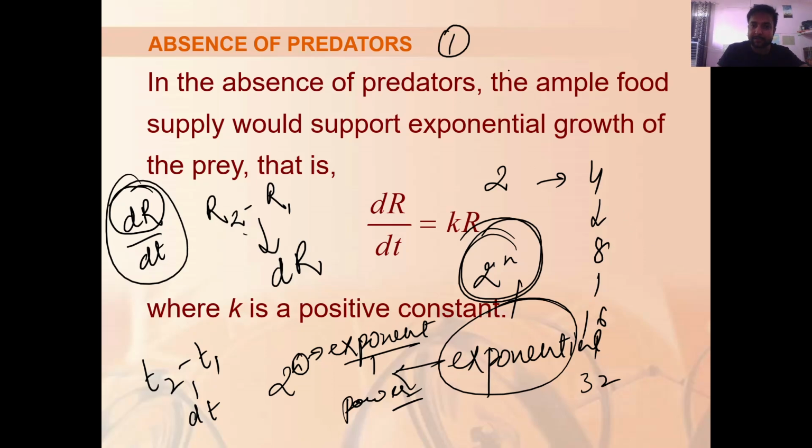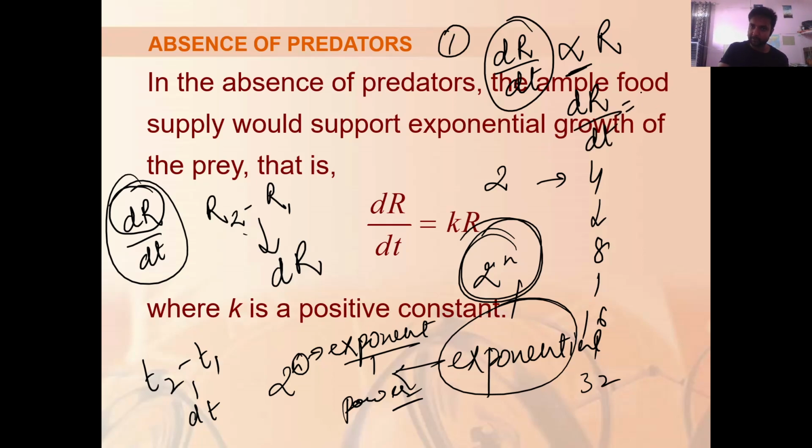And we can simply say that dR/dt, the rate of change of the population of rabbits with respect to the change of time, will be directly dependent upon the population of rabbits. The more rabbits there are, the more the change. So it is proportional to the number of rabbits, and this is known as the proportionality sign. Whenever we need to remove this proportionality sign, we have to use a proportionality constant. So here dR/dt equals k times R, where k is a small proportionality constant. So this is our natural growth equation for prey if there are no predators.